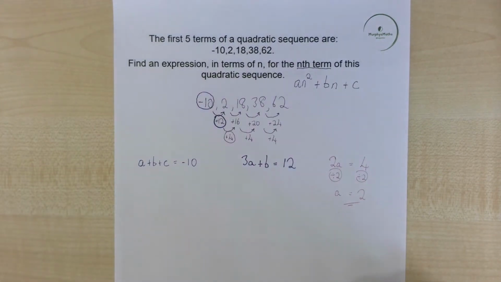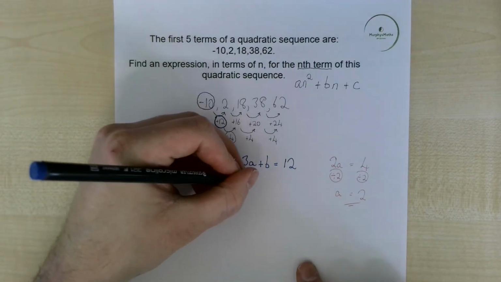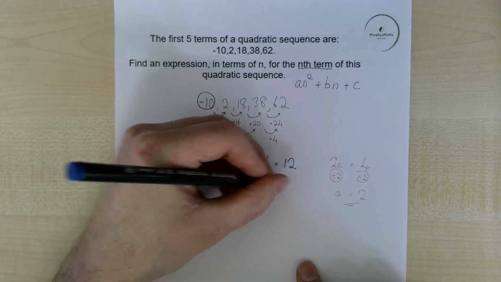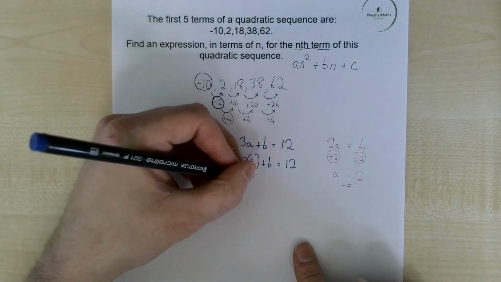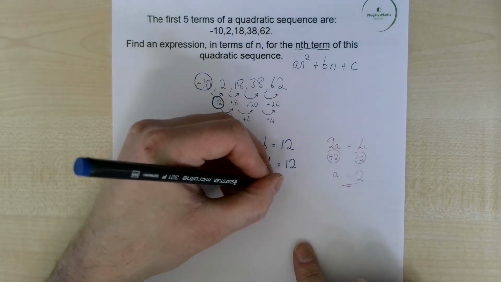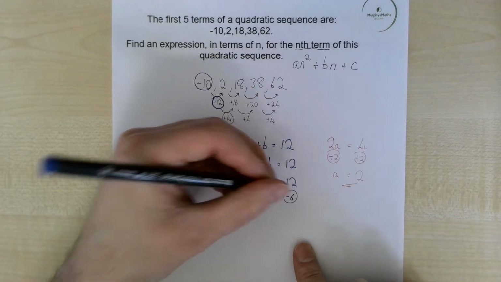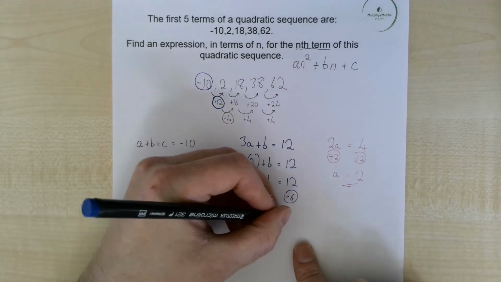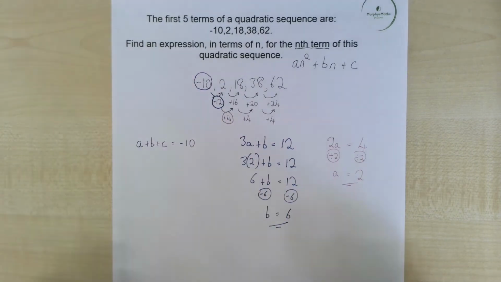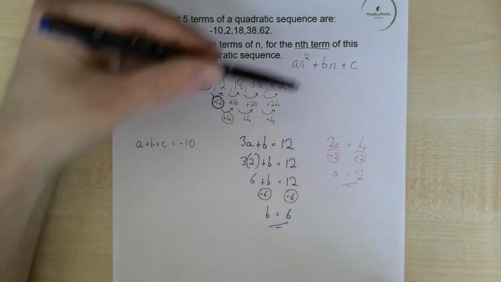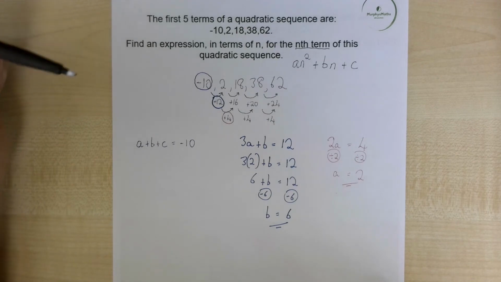So working across, because we know what a is, now I've got 3 times 2 plus something is equal to 12. So here we've got 6 plus something is equal to 12. Take that 6 away from both sides. We know that b is equal to 6. So again, that will go into my expression up here later on and be part of my answer.